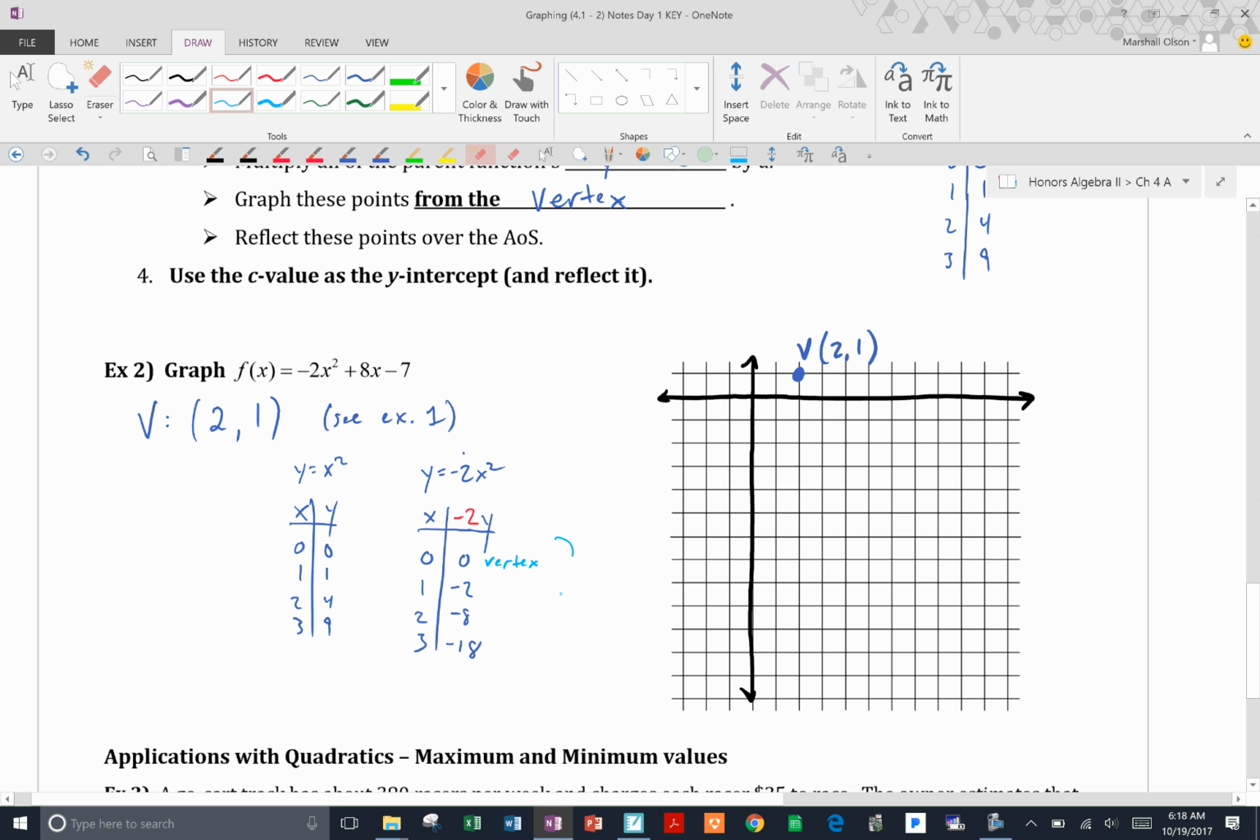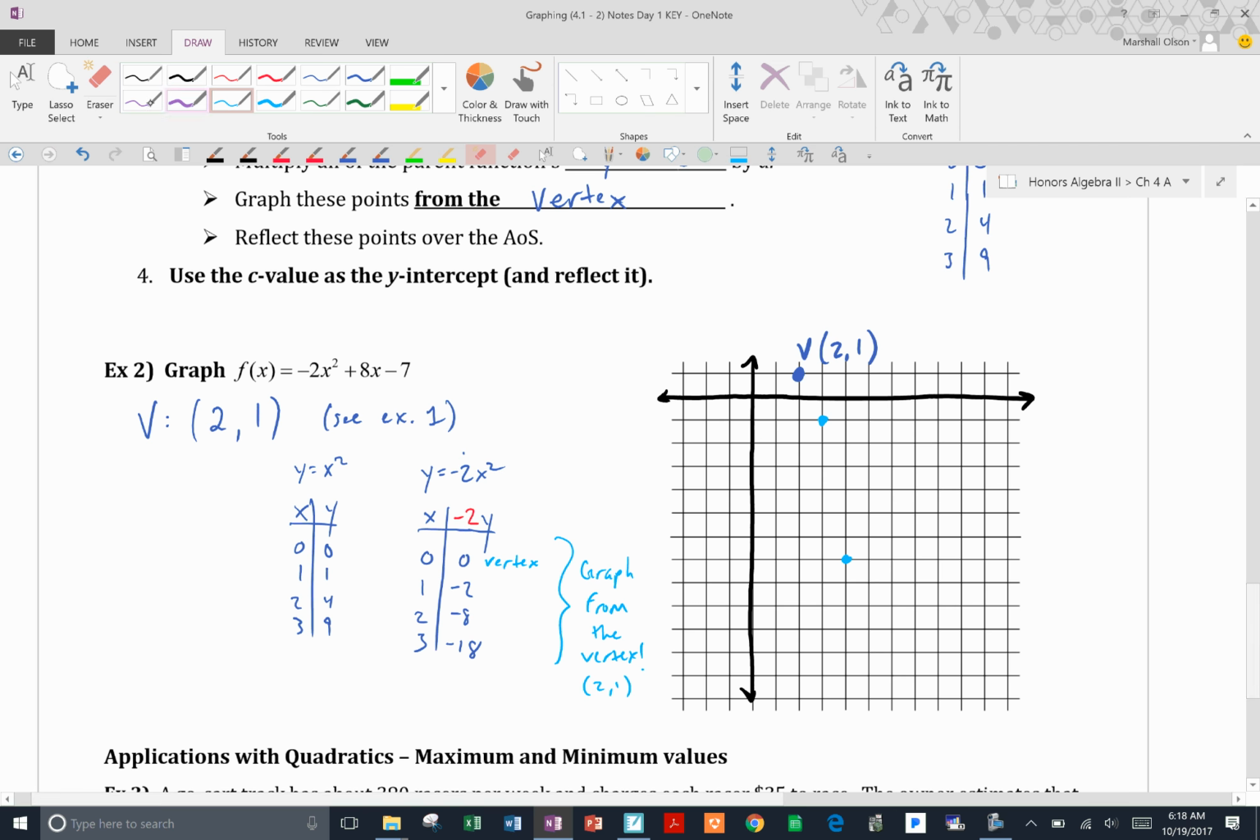I think I'm even going to leave another note about that because that's kind of new for us. Graph from the vertex, which is 2, 1. So here we go. From the vertex, we're going to go over 1, down 2. Over 2, down 8, 1, 2, 3, 4, 5, 6, 7, 8. And then down 18, which means I have to go another 10. So 9, 10, 11, 12, 13, 14. We're not going to really fit that on there anyway.